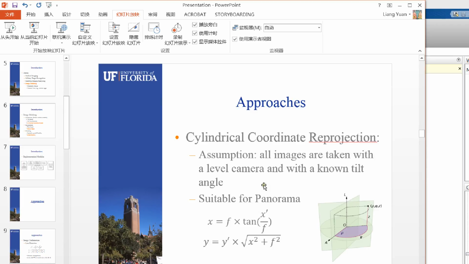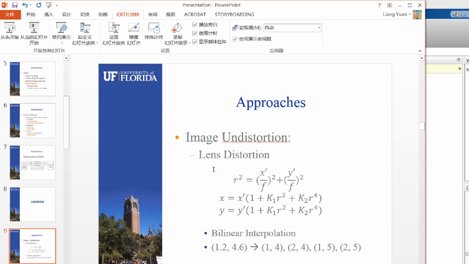So here are the equations to calculate. Again, the F represents the focal length, and X' and Y' are the results given here.